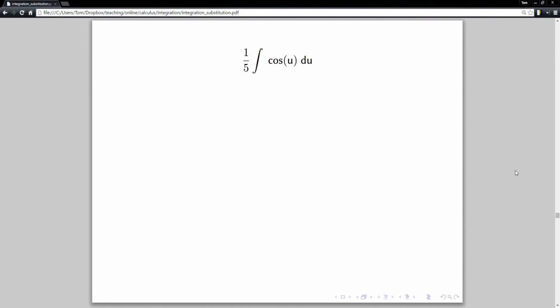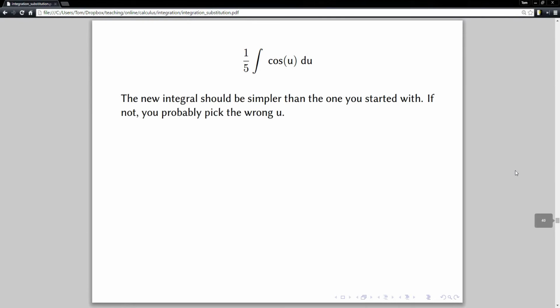So taking a look at what we've got, 1/5 times the integral of cosine of u du. One thing that you should note at this point, the new integral that you get, the one after the substitution, that one should be simpler than the one you started with. And if it's not, then that's a sign that you picked the wrong u, most likely. And again, there's no shame in picking the wrong u. But what you need to do is just go back to the beginning and pick another u, try another u, and see if that works, okay?